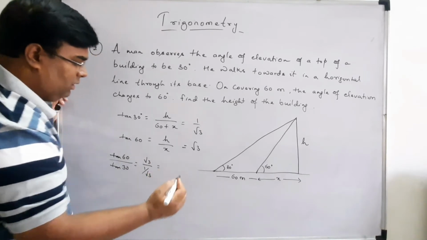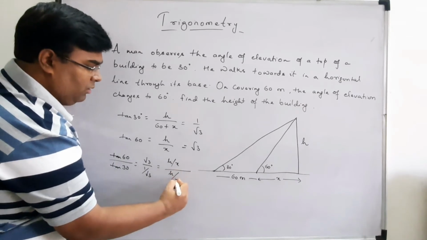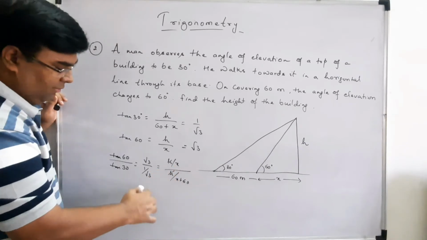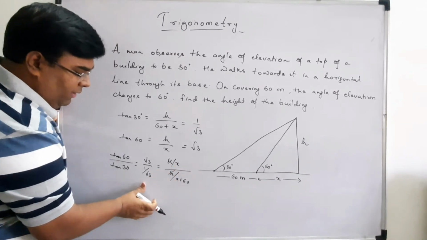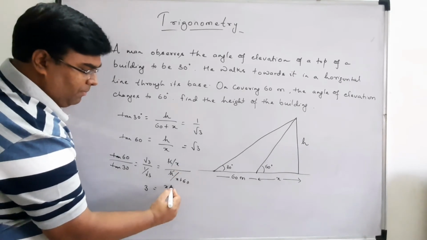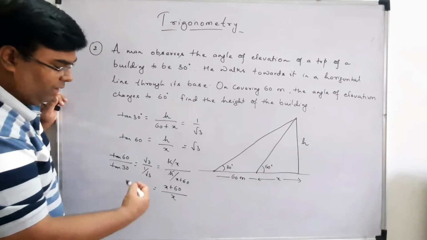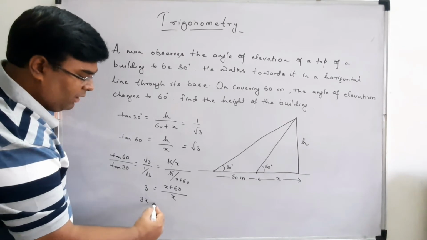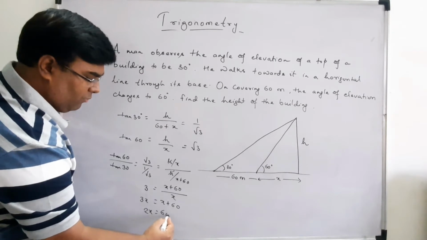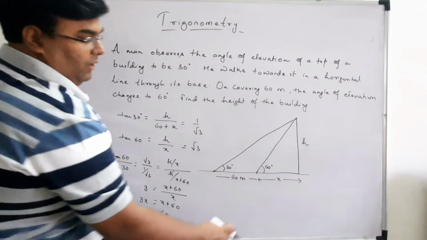Okay, now this is what tan 60 is, h upon x, and this is h upon x plus 60. Here h will get cancelled, this will become only 3, and you will get x plus 60 upon x, right? So you will get the value of x here. Right, so you get the value of x.